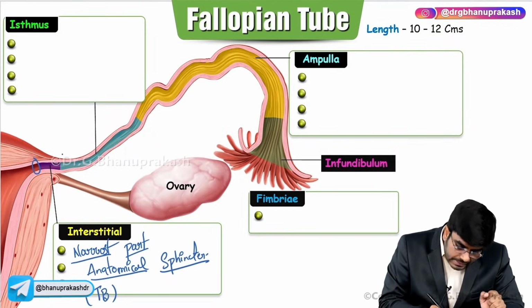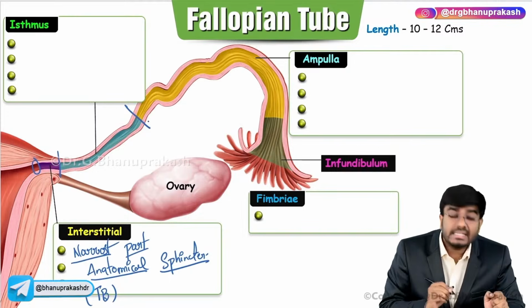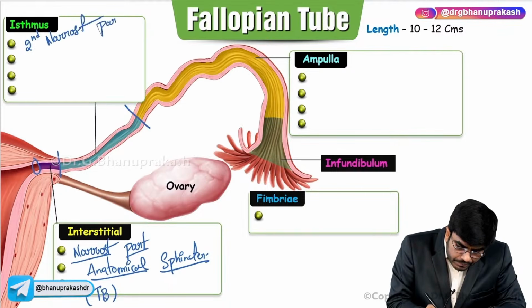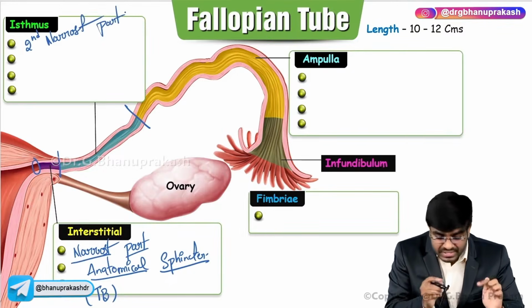Now, after this, the part which we have here, this part is the isthmus. Now it's the second narrowest part, and it acts as a physiological sphincter.